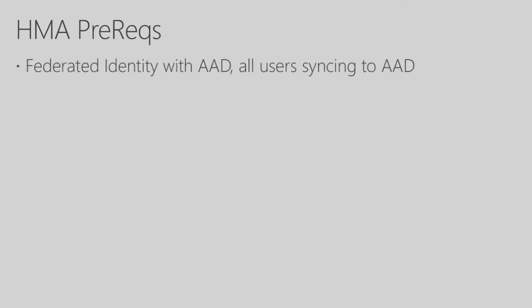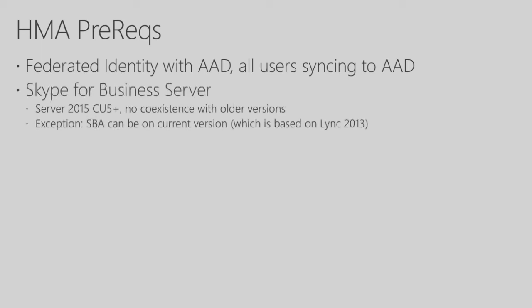Okay, let's talk about the prereqs. First of all, you have to have federated identity with AAD and all of your users syncing to AAD, okay? And I hope by now it's pretty obvious because we use AAD as our identity. For Skype for Business Server, you need 2015 CU5 and greater. You cannot have any coexistence, mainly because before this release, it didn't know how to do this, okay? So you have to have this release. You can't have Lync 2013 or Lync 2010. The only exception is for the survivable branch appliance. If any of you use that, you can use the current one out there. It will continue to work.